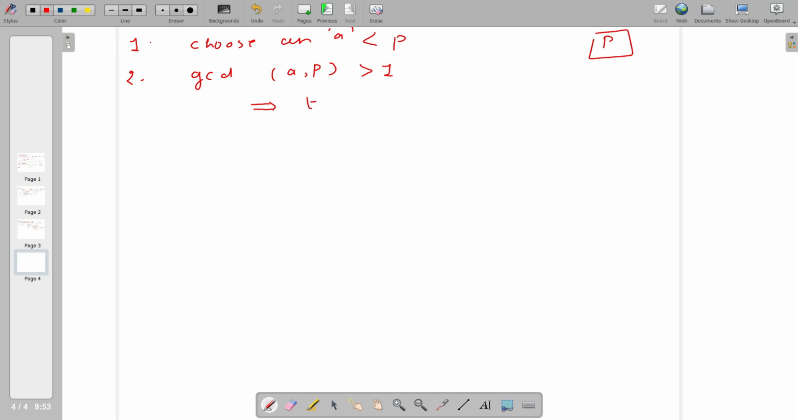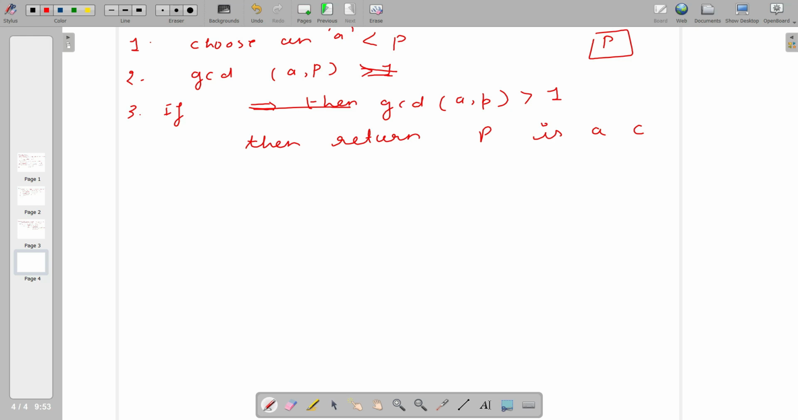Then return. Okay, I can write it here. Compute GCD of A and P. If GCD of A and P is greater than 1, then return P is a composite number. Else A is co-prime to P.